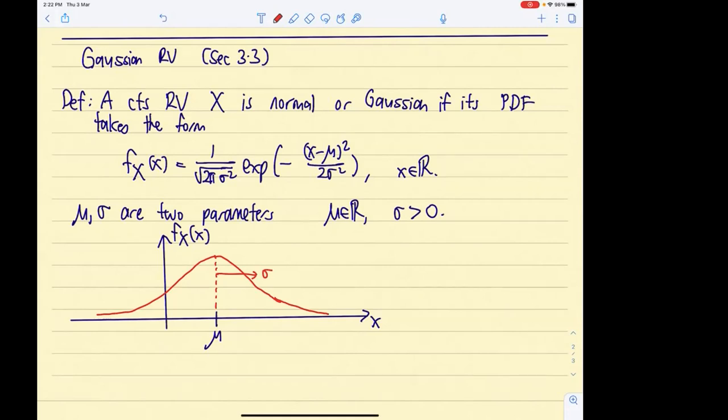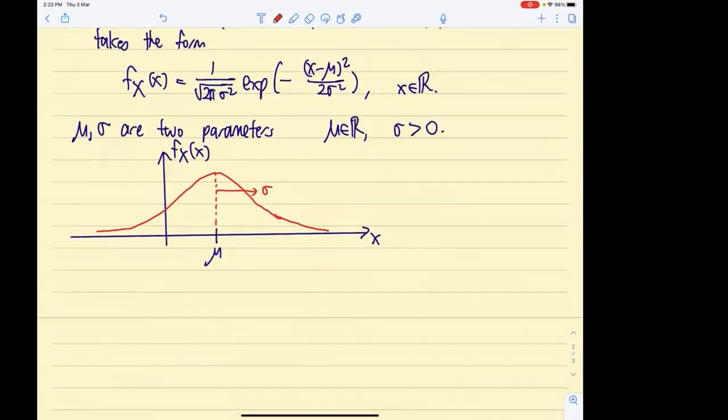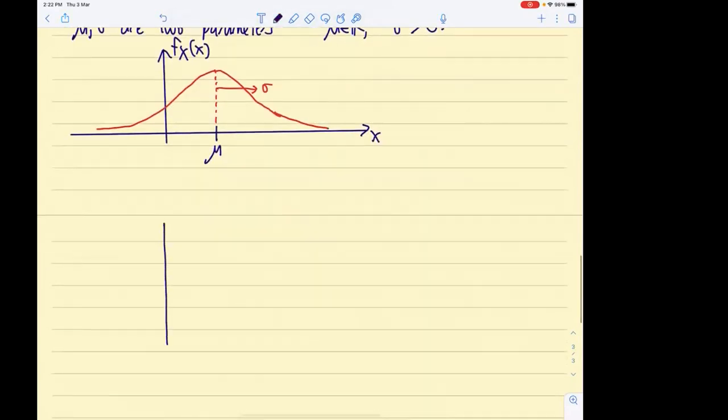Okay? But yeah, we cannot actually visualize sigma here. Sigma basically measures the spread of this particular PDF. Okay? So if sigma is bigger, the spread is bigger. So you can also graph the CDF here. All right, so we have the CDF drawing like this, F_X(x). Okay, so this is our mu here, the same mu.